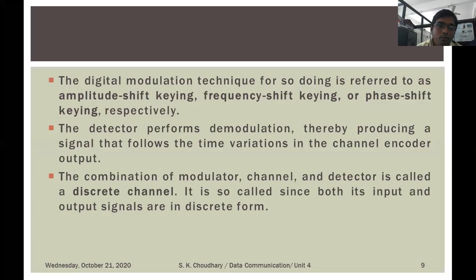And the combination of modulator, channel, and detector is called a discrete channel. The combination of what? Modulator, channel, and detector is called a discrete channel. Why is it called a discrete channel? Because both input and output signals are in discrete form.